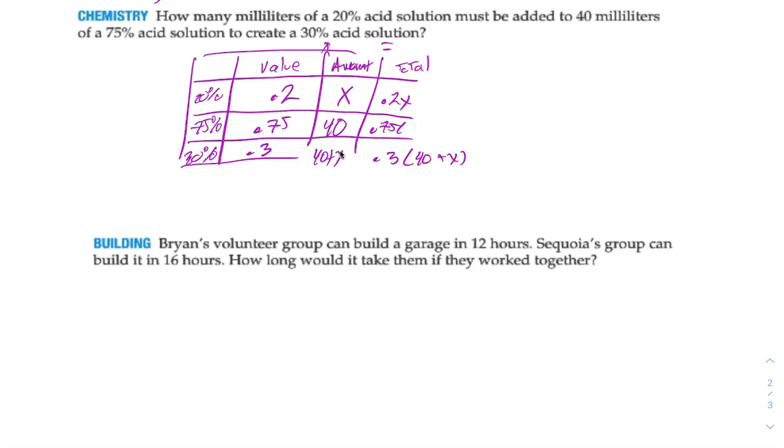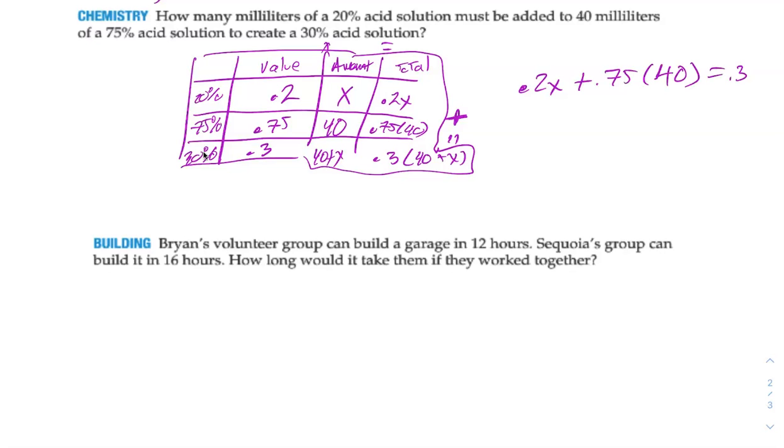I was trying to erase because it was hard to see. There we go. So like that. And then what you do at the end here is always the same thing. You're adding these two up to get this guy. So it's always this guy plus this guy equals this guy. So in our case, 0.2x plus 0.75 times 40 equals 0.3 times (40 plus x). So it's always the same thing. And then we just simplify.